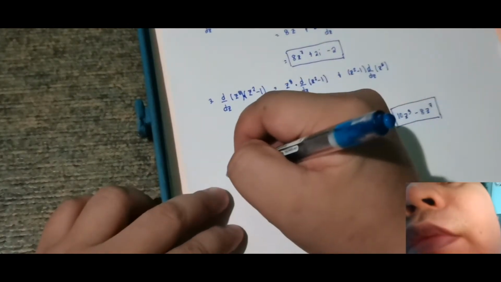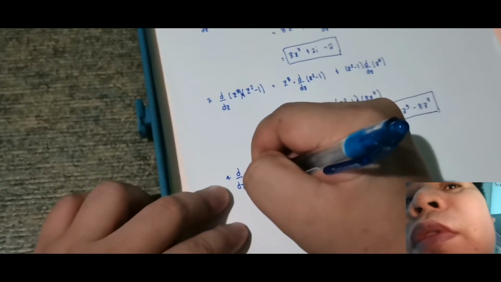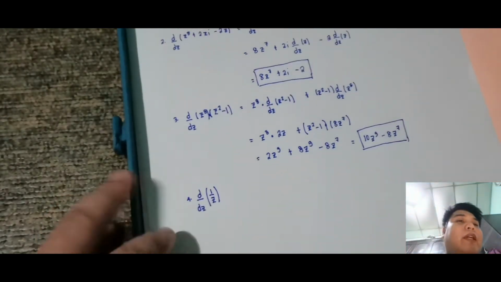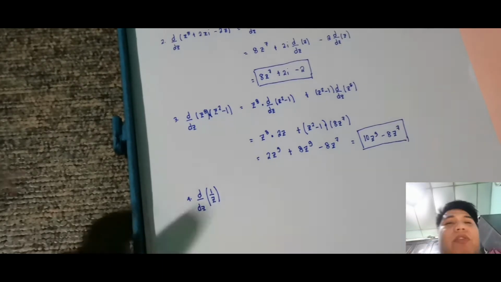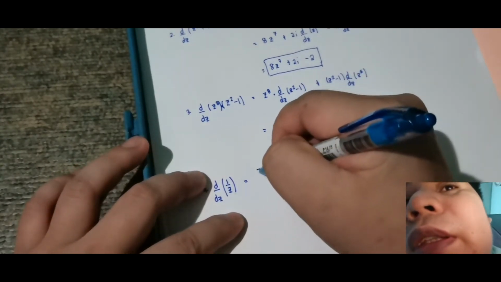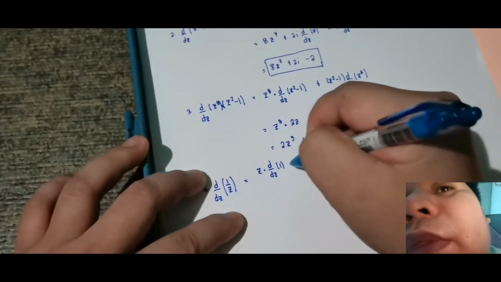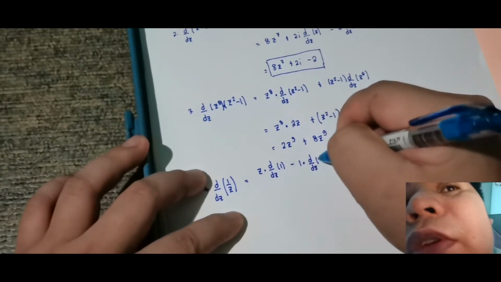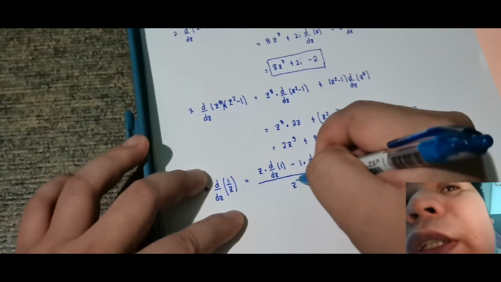So number 4, dalian ko na lang. So let us obtain the derivative with respect to z ng 1 over z. Okay, so alam ko meron kayong formula dyan pag 1 over x. Alam ko meron yan. So ayoko muna gamitin, gamitin natin si quotient rule para mas makita natin or ma-appreciate. This is equal sa z times derivative with respect sa z of 1 minus 1 times derivative with respect sa z of z all over z squared. Tama ba?